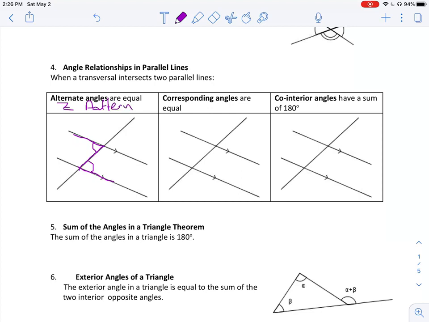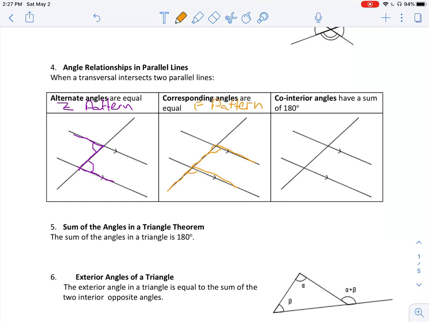When we talk about corresponding angles, angles that create the letter F pattern. Right, so we can see how the letter F is created here. This angle and this angle are the exact same, or they are equal.